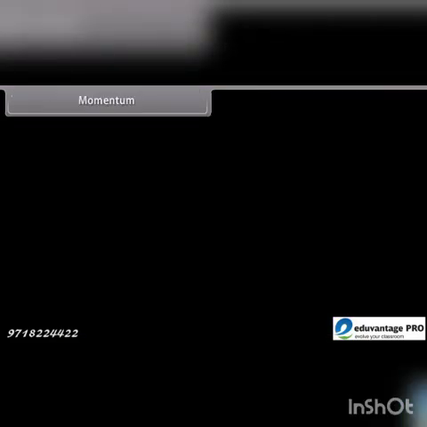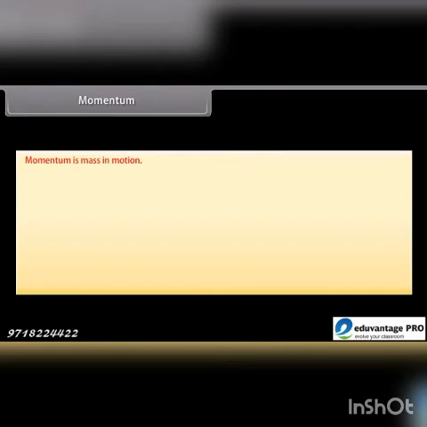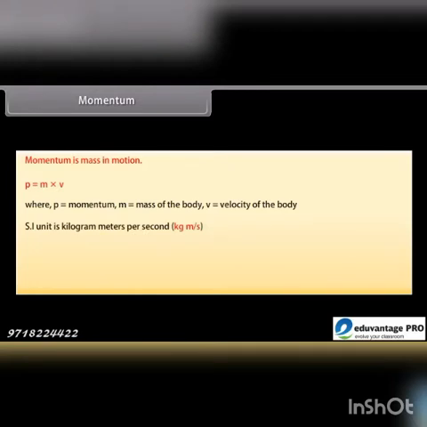Momentum. Momentum is mass in motion. P = m × v, where P is momentum, m is the mass of the body, v is the velocity of the body. The SI unit is kilogram meters per second. Hence, the combined effect of mass and velocity is called momentum. It is a vector quantity.